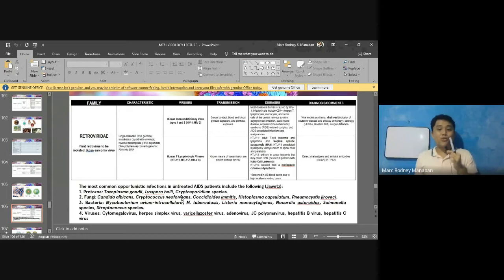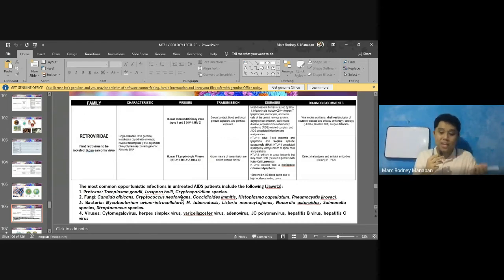Next, you have your Retroviridae. Of course, the first virus that comes to mind is HIV. But the first retrovirus that was discovered was the Rous sarcoma virus, which infects chickens. In humans, if the question is which of the following is the first retrovirus to be discovered, the answer is HTLV-1. It's in the name. That's why it's number 1, the first human retrovirus discovered that caused disease.